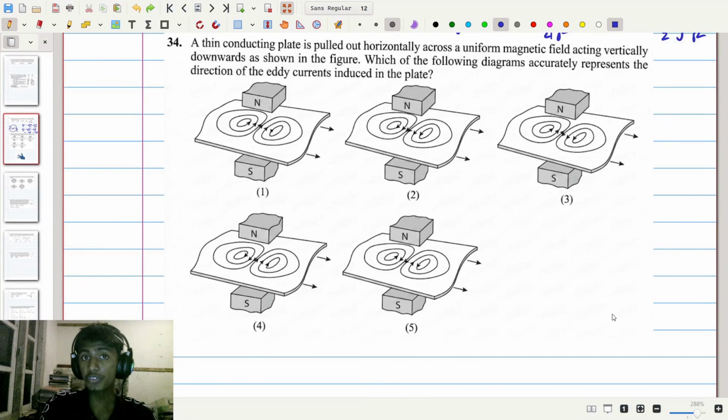Now moving on to question 34, it says a thin conducting plate is pulled out horizontally across a uniform magnetic field that is acting vertically downwards as shown in the figure. Now given this, they ask us which of the following diagrams accurately represents the direction of the eddy currents that are induced in the plate. Now for this question, what we will do is apply Fleming's right-hand law of electromagnetic induction.